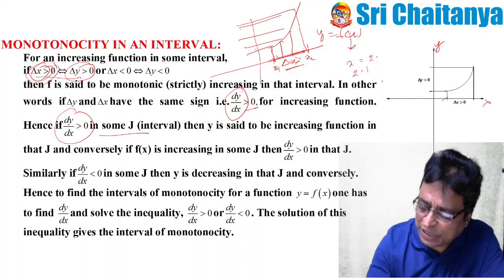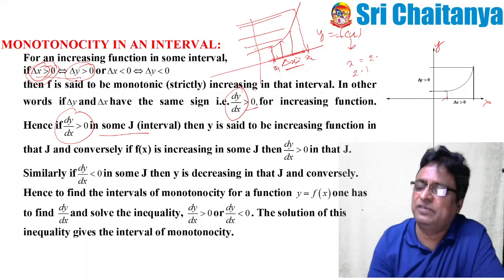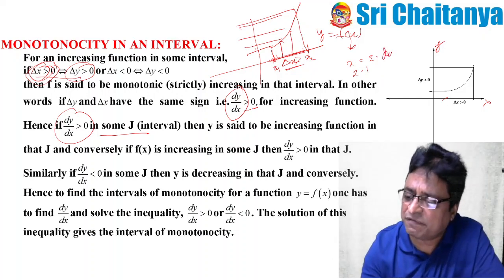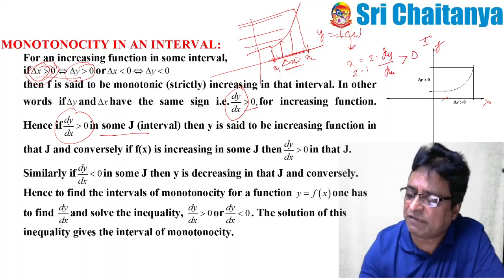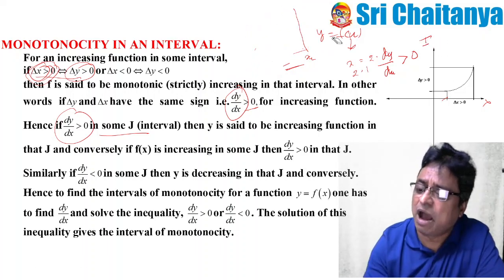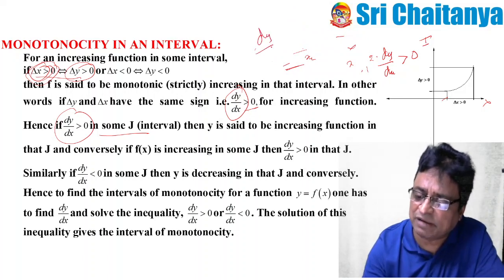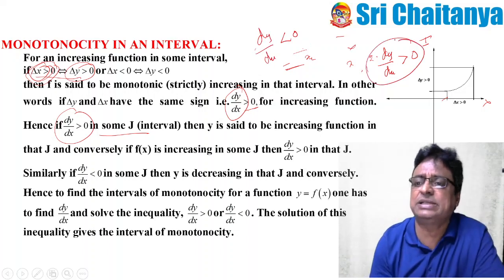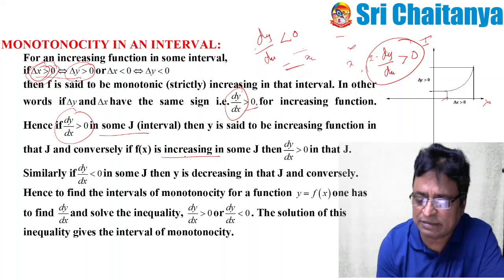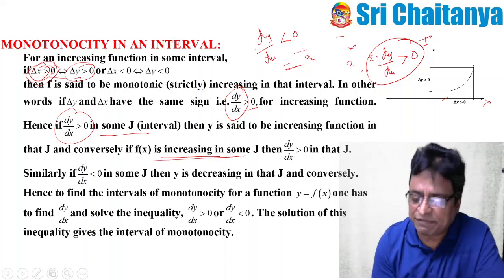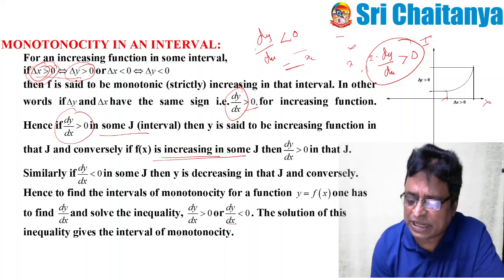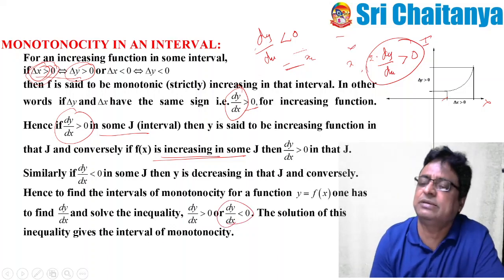So what I am going to tell with the help of this paragraph is, whenever the differentiation of a function, dy by dx, is greater than 0 in a particular interval where the function is defined, or dy by dx is less than 0 in the given interval where the function is defined: when dy by dx is greater than 0, simply I can say that the function is increasing in that interval. If dy by dx is less than 0, then I can say that the function is decreasing in that interval.